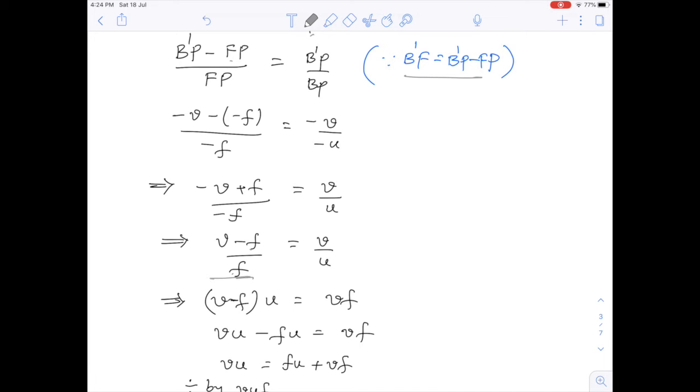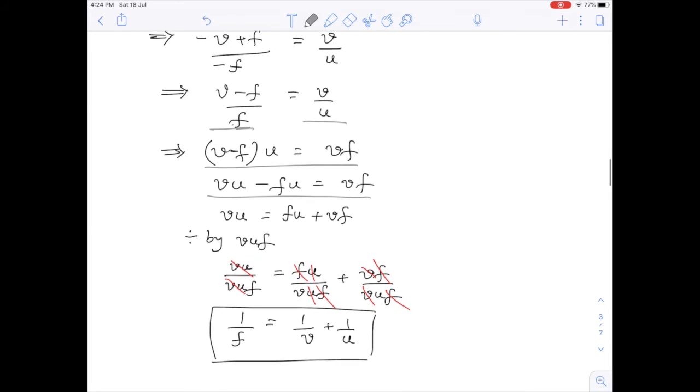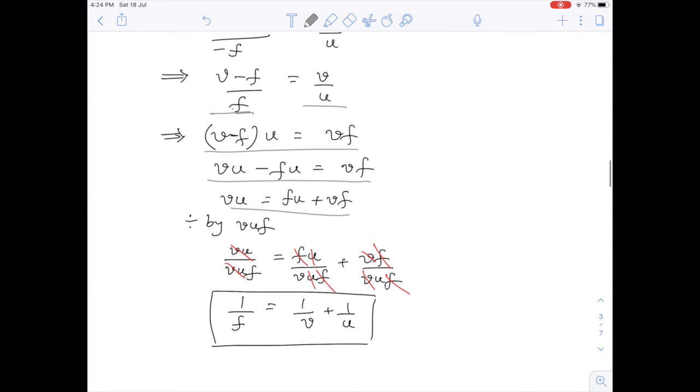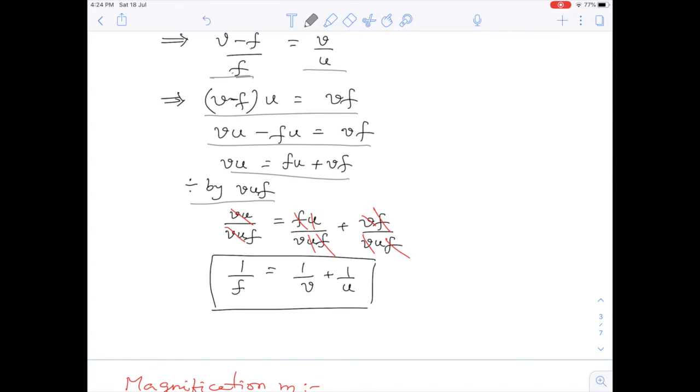V minus F by F is equal to V by U. By cross multiplying you get V minus F into U is equal to Vf, or multiplying out, Vu minus Fu is equal to Vf. Then you get this equation. By dividing throughout by Vuf, you can cancel out these expressions: Vu, Fu, Fv, Fv.